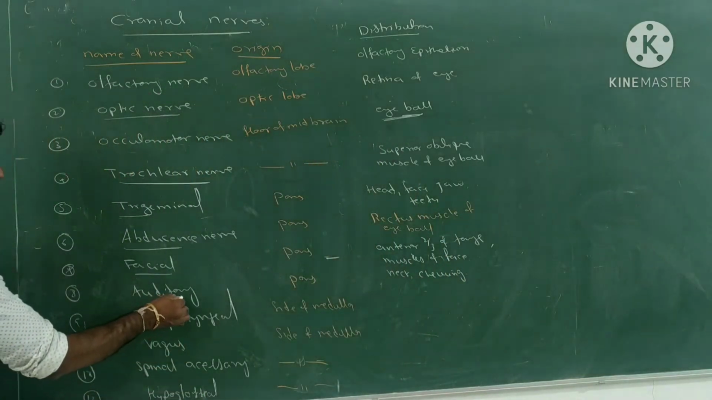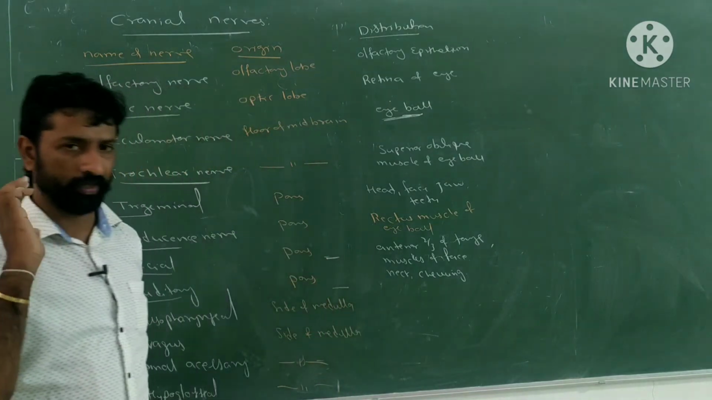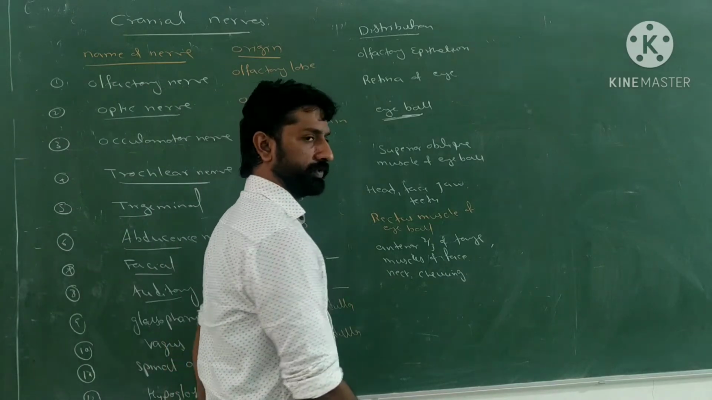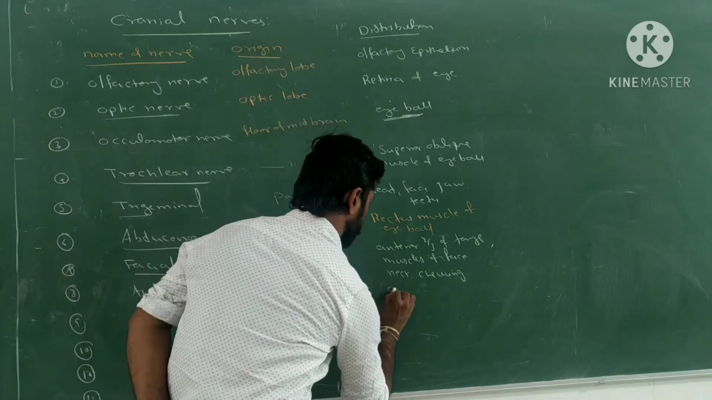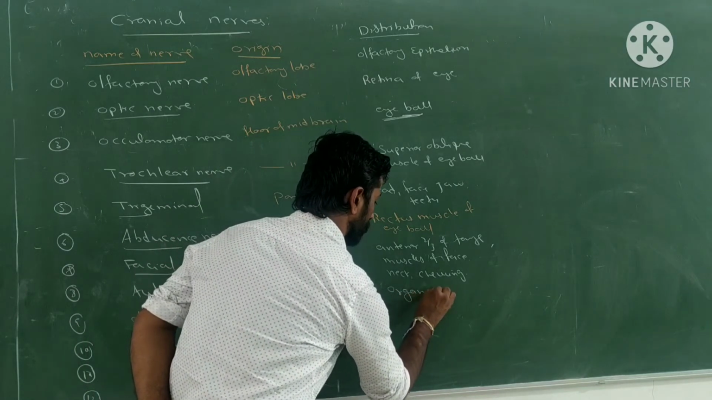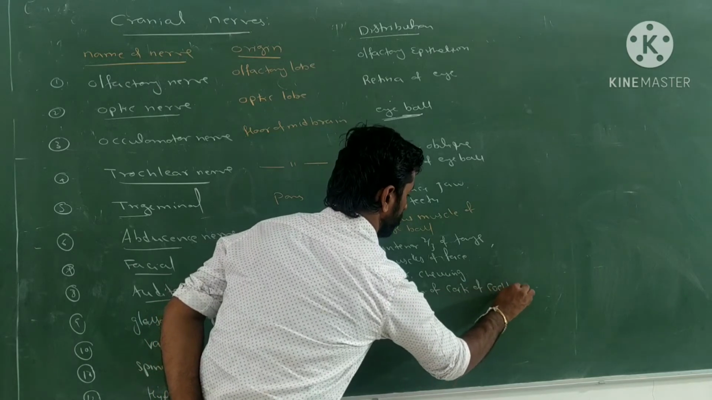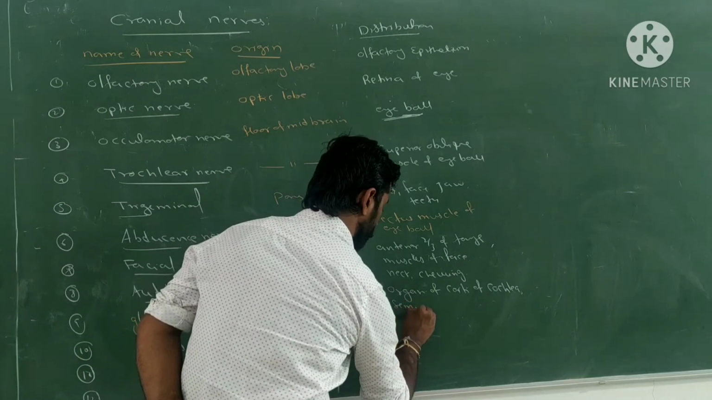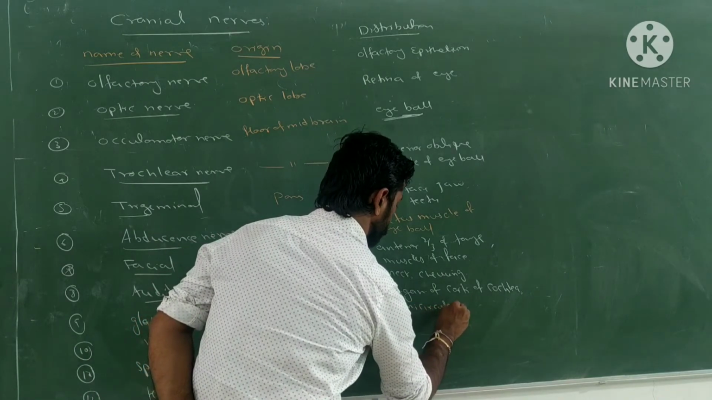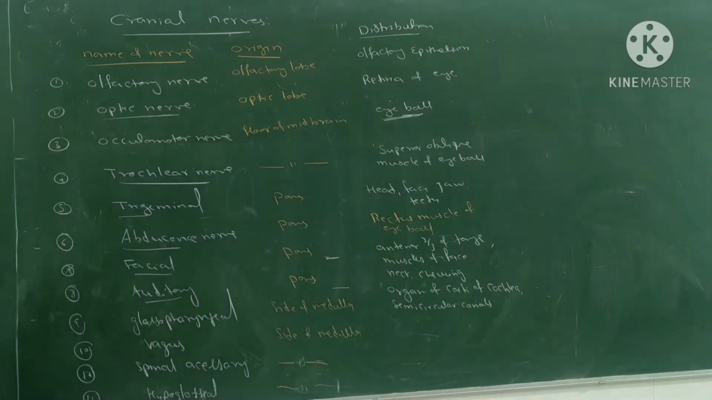What about the auditory? The name itself says their distribution is restricted to the ear only. The three parts of the ear which are under the control of this auditory nerve include the organ of Corti, the cochlea, and then the semicircular canals. Okay, that is regarding auditory nerve distribution.